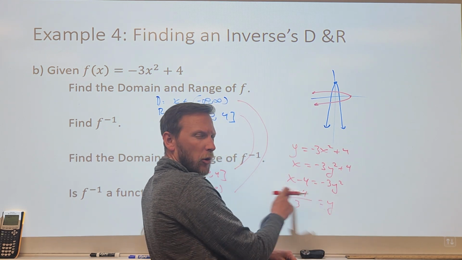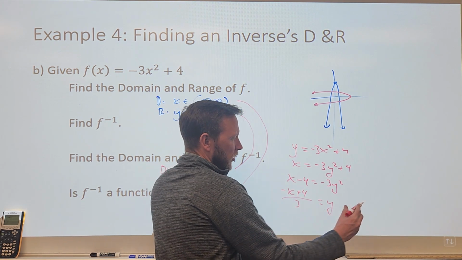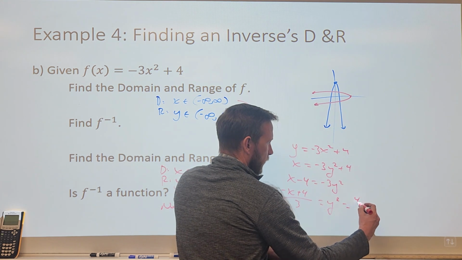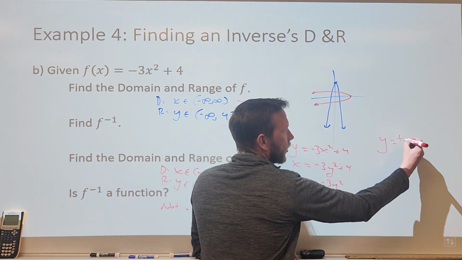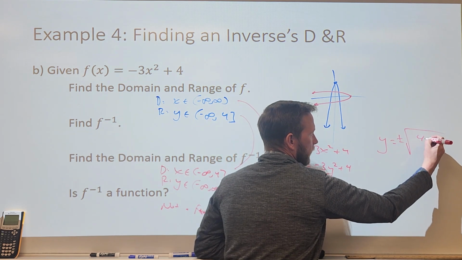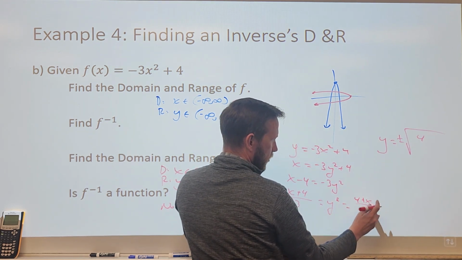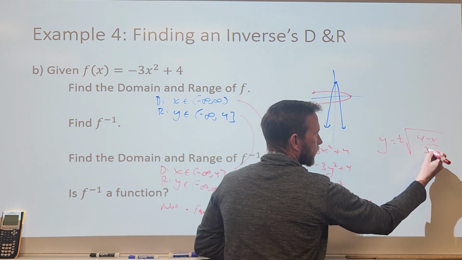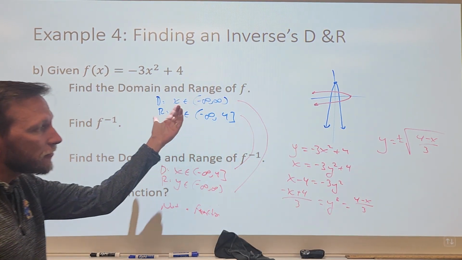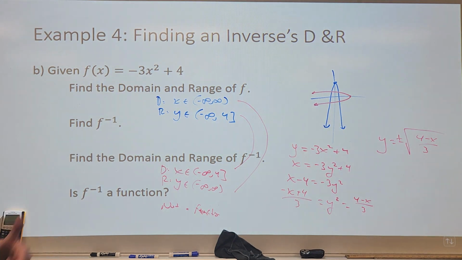We can rewrite that as 4 minus x if we want to. So y squared equals 4 minus x over 3, which means that y is going to equal the plus and minus square root of 4 minus x over 3. So we're going to have a positive output and a negative output for each of those inputs of x, which means it doesn't pass the vertical line test. We're going to have 2 outputs there.